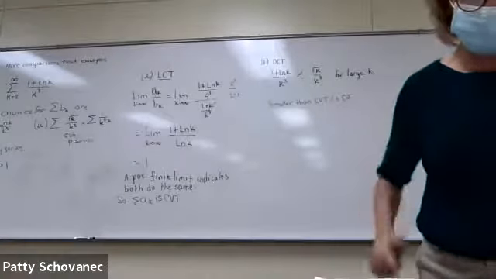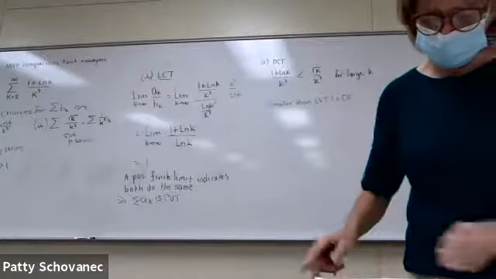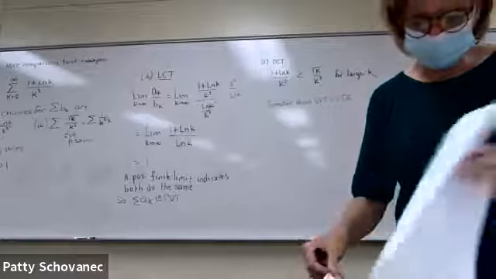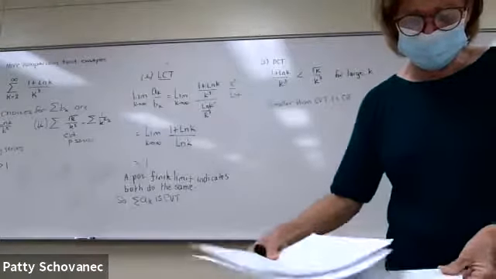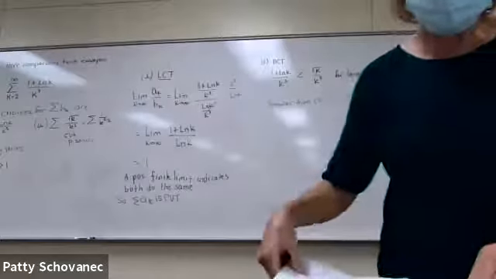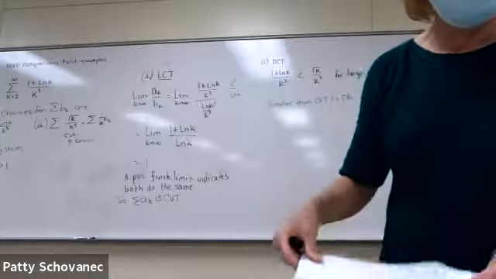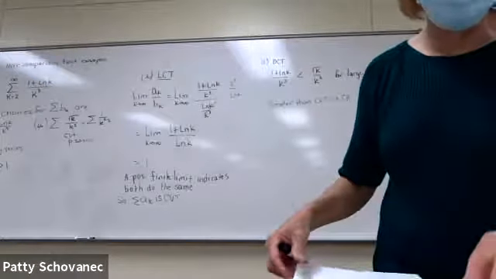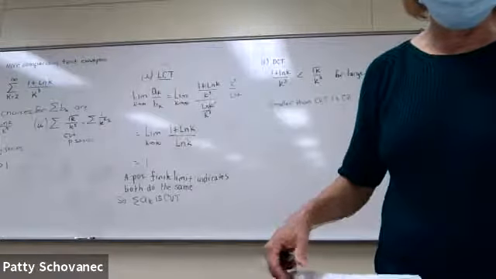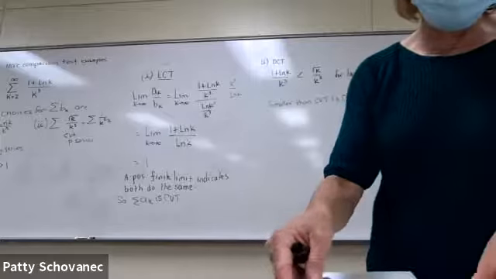Let me try something else here. These are all the same. This is all still comparison test in section 8.4. So we had some questions about how do you pick the bk term?